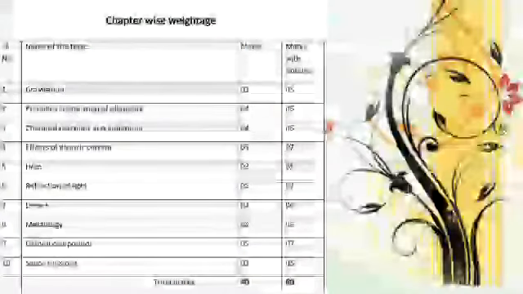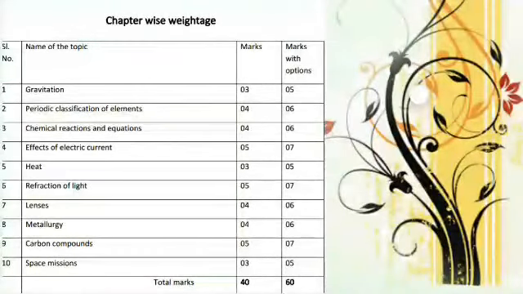Here the chapter's name, the original marks and the option marks are given. The first chapter is gravitation: compulsory 3 marks question will be asked, with option it is total 5. Periodic classification of elements, 4 marks compulsory and 6 with option. Chemical reaction and equation, 4 compulsory, 6 with option. Effects of electric current, 5 compulsory and 7 with option.